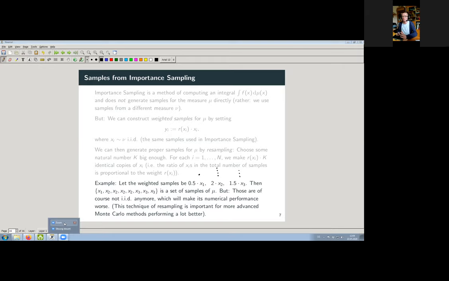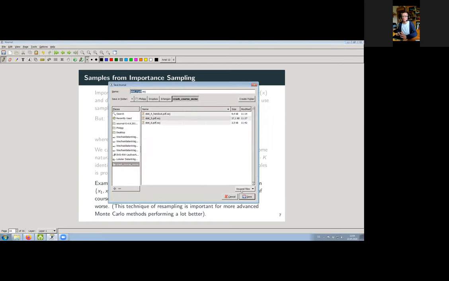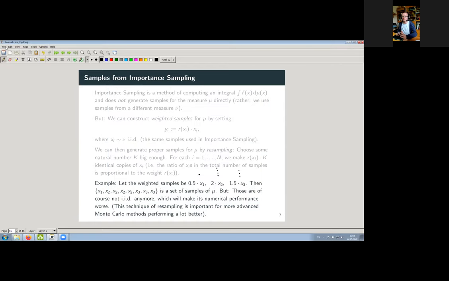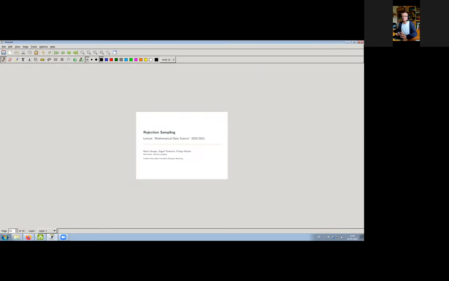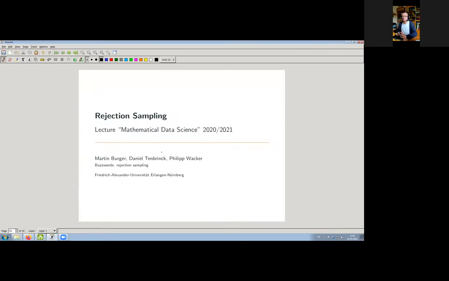Okay. So this is importance sampling. Are there any questions regarding importance sampling? Not, I will save those slides. And we'll get to the last sampling idea for today, which is rejection sampling.